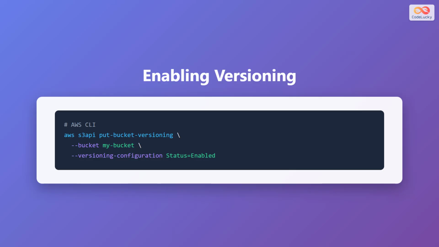You can enable versioning using the AWS command line interface. The command is aws s3api put-bucket-versioning, followed by the --bucket flag with your bucket name, and the --versioning-configuration flag set to Status=Enabled. Once enabled, versioning cannot be fully disabled, only suspended.